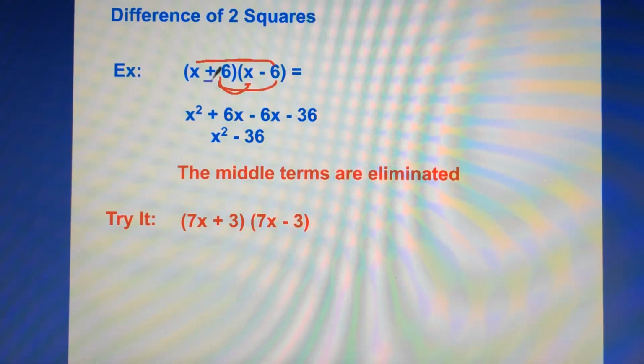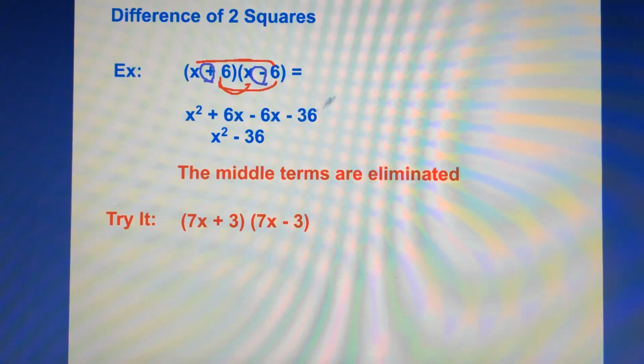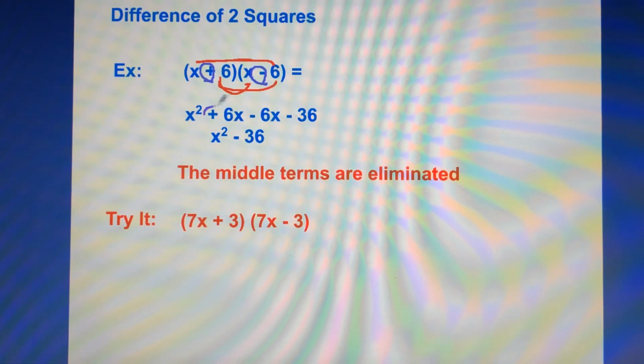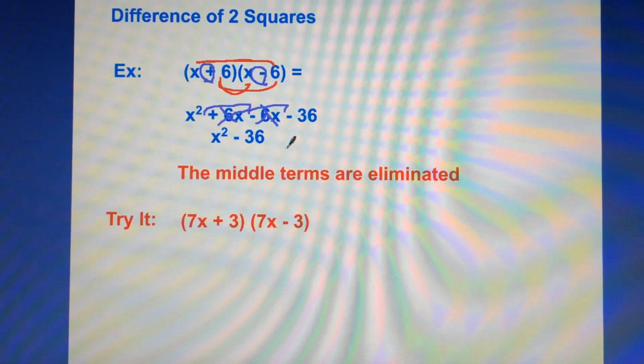You can see here you had a positive, you had a negative. I can't believe I'm writing all over these slides. I hope you're able to bear with me while I do all that. I have a positive 6x. I have a negative 6x. They eliminated each other. They're gone. I'm left with x squared minus 36.